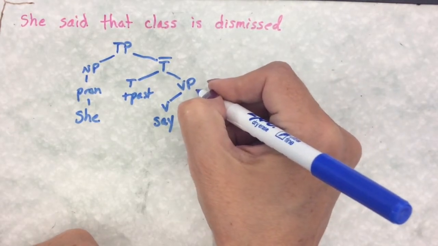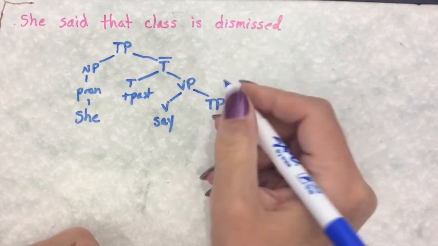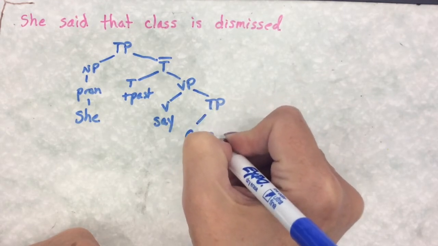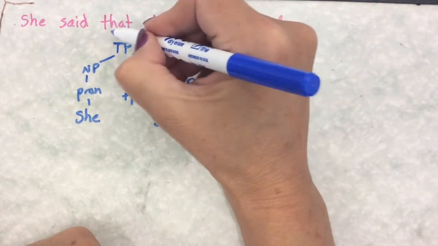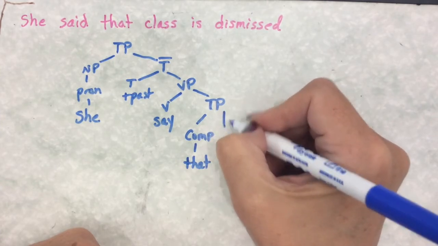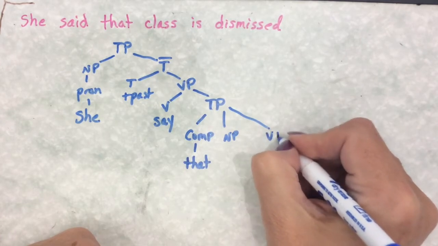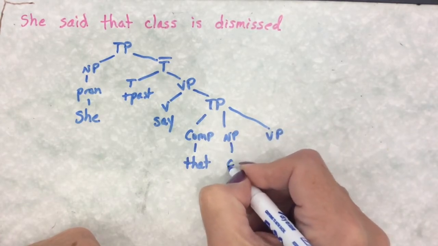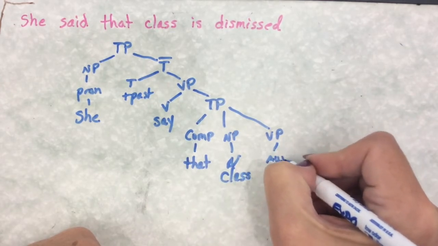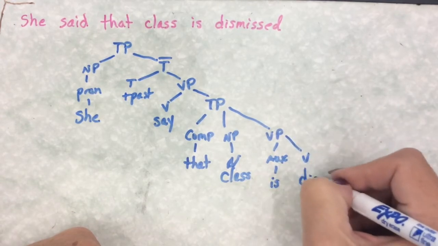So what we have here is another total phrase with a complement. That's a new phrase. This word that is a complement. And then we have noun phrase, verb phrase. This is the noun class. And we have the auxiliary verb is, and the verb dismissed.